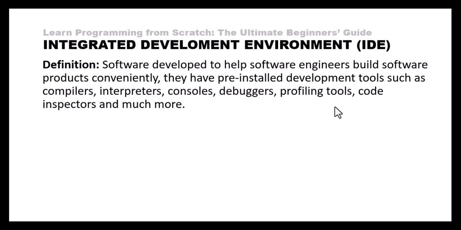pre-installed development tools. So it has the compiler installed, it has the interpreter installed, it has the consoles installed, it has a debugger installed, it has profiling tools to show you the performance of your software, and there are code inspectors that run through to check errors in your code as you are writing it. They have more features than I have listed here, but that's what an integrated development environment is.